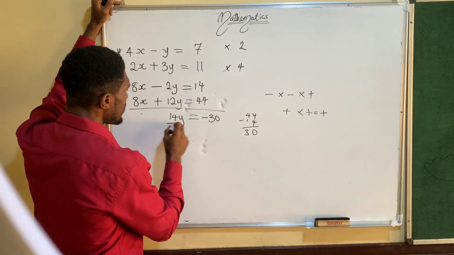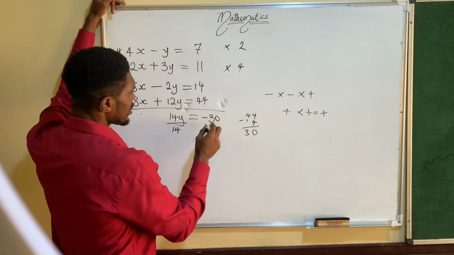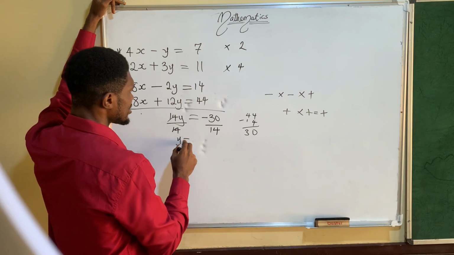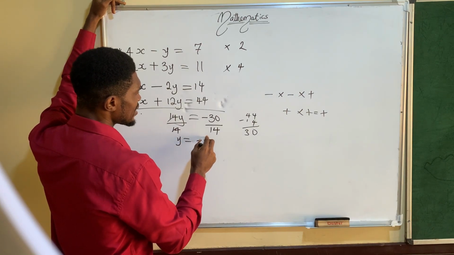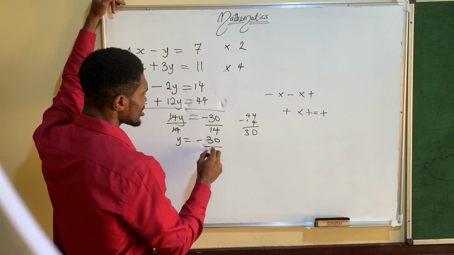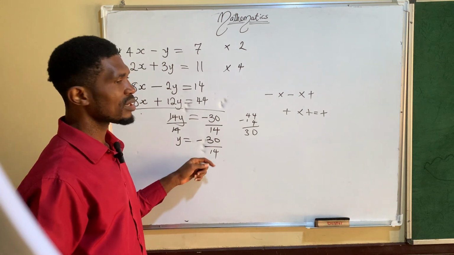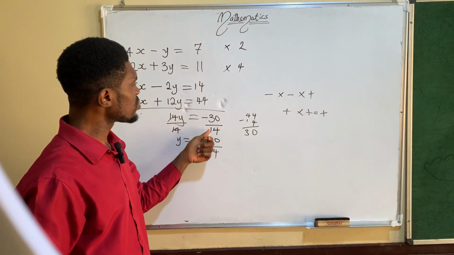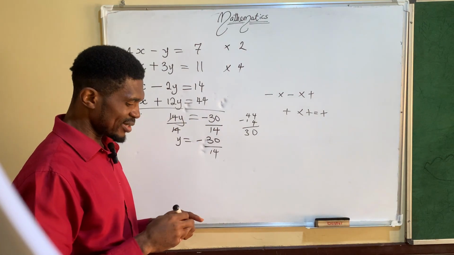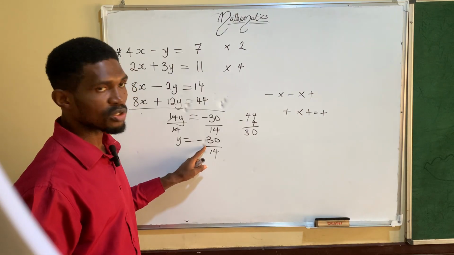So divide both sides by the coefficient of y, we have y is equal to minus 30 over 14. Let's stop at this. We would have converted it to a mixed fraction, because when we divide this by this, we will get 2 whole number, 2 over 14. But since we are going to be reconverting that mixed fraction back to an improper fraction, we leave it at improper fraction.